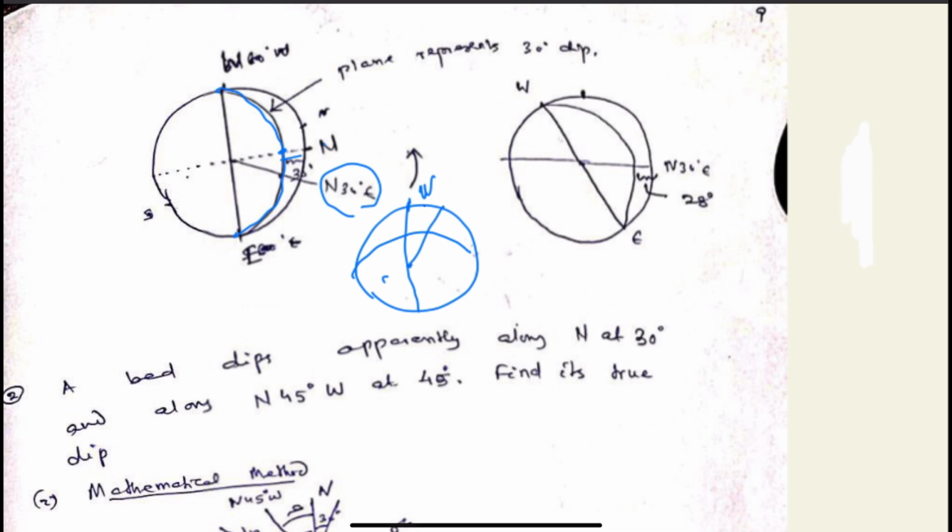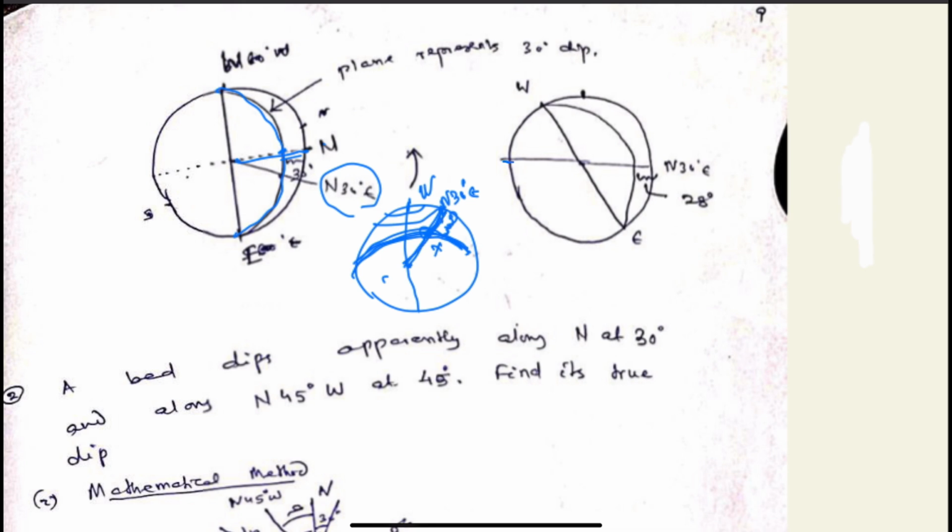Then draw north 30 east, because this is 0, 10, 20, this will be, let us say this is 30, north 30 east. Draw this line. This will touch the great circle drawn at the point, say X. So this distance we have to calculate along the east-west line to see what is this angle, so that we can find out the apparent dip.